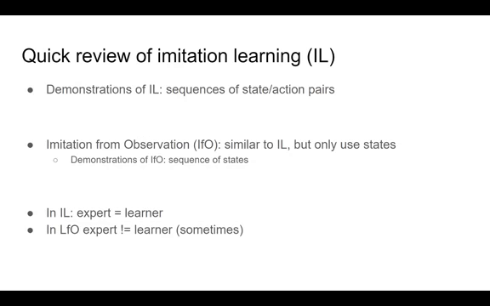Imitation from observation is a method that is very similar to imitation learning. But instead of using state and action pairs, imitation from observation only uses the states as demonstrations. Because of the difference between the two methods, imitation learning typically requires the expert to be the same as the learner, since the expert and the learner should share the same action space. But for imitation from observation, sometimes the expert can be different from the learner, because you don't need to worry about the action space and for the observation. So for example, if the observations are both images, then it will be simpler to transfer between the two domains.